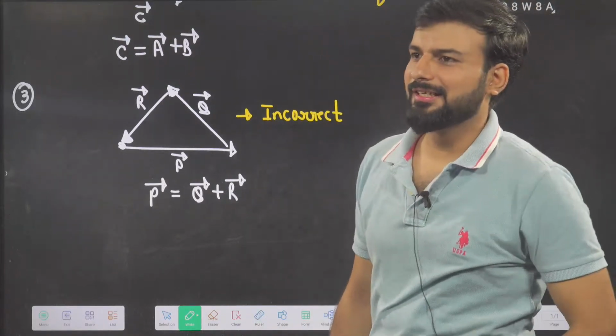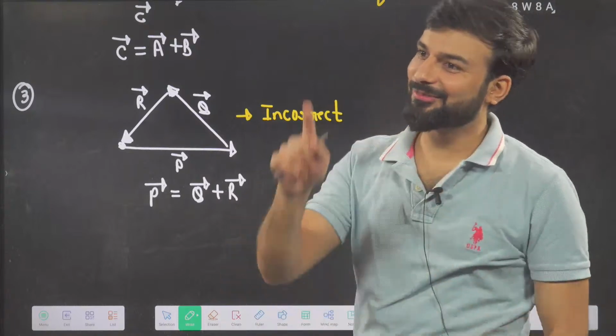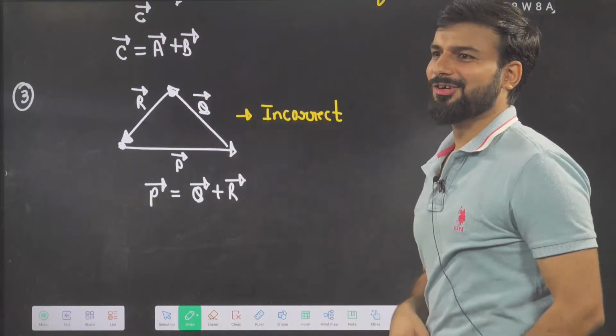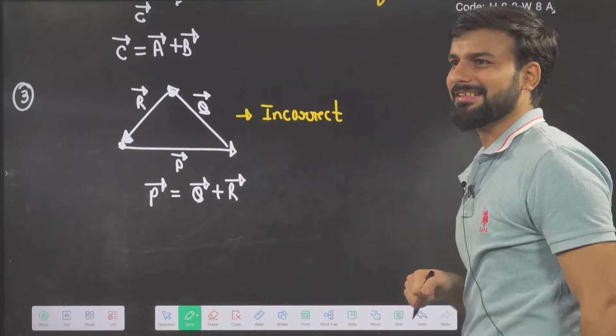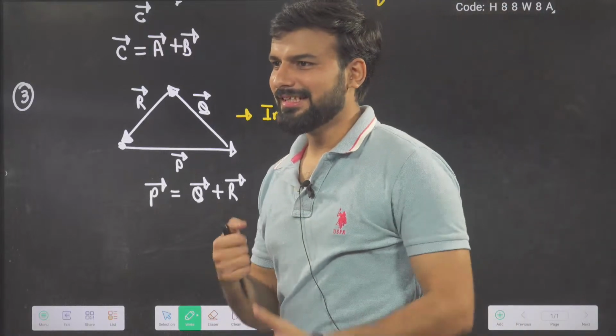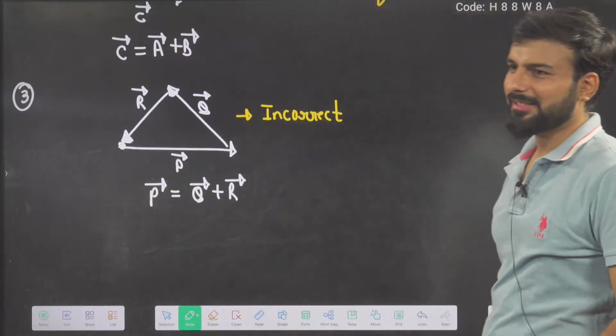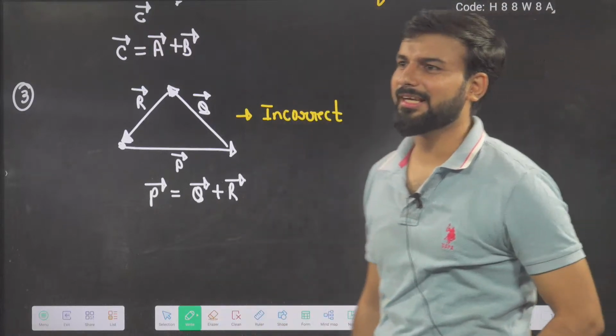Who is going to tell me the correct answer of it? The student who answers it correctly, I will give you a chocolate when you come to the offline class. Let's see. Is anybody going to answer it correctly? What will be the correct equation of it?